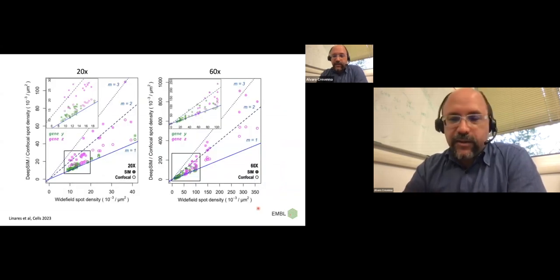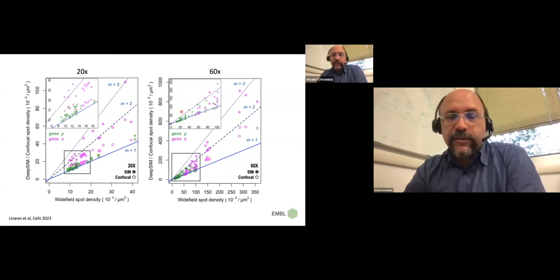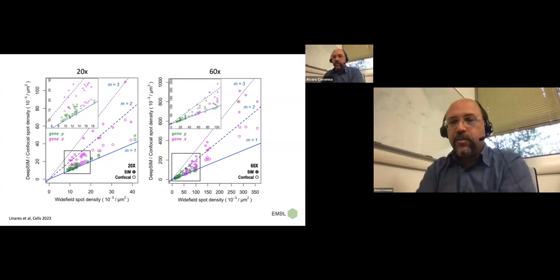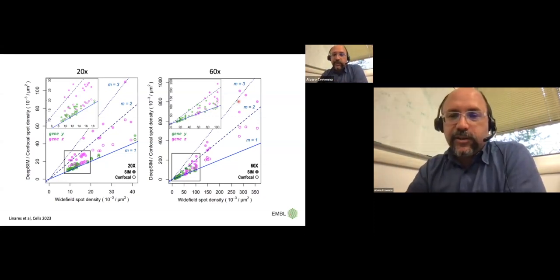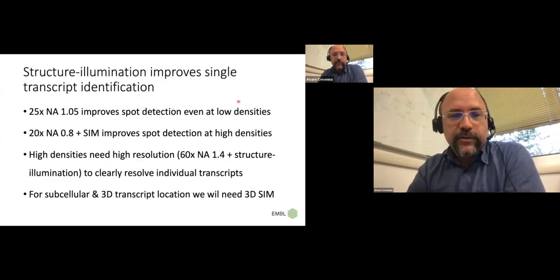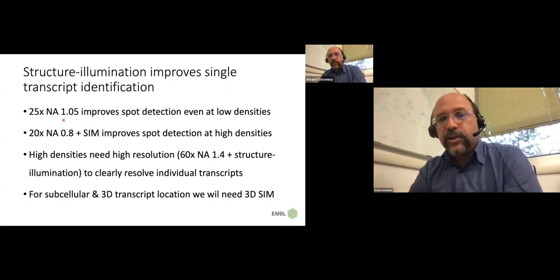Again, we quantified the effects. This is with the 20x. We already saw that you can go much higher with structured illumination at low density, as a function of density. And this is with the 60x, where you indeed have about 3 times more with the increase of resolution that you not only have with the convolution.